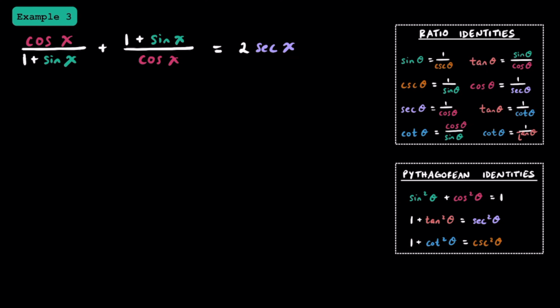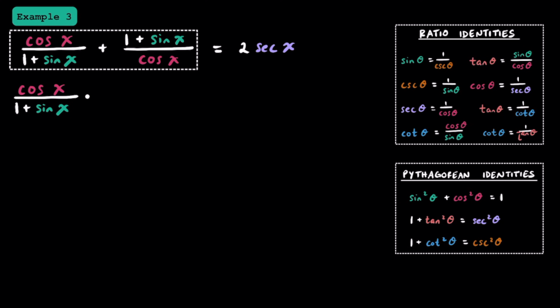In example 3, we're going to verify that cosine of x over 1 plus sine of x plus 1 plus sine of x over cosine of x is equal to 2 times secant of x. A little more obvious than the last problem, we're going to simplify this left side to make it look like the right side. Since I don't see any identities I can use right away, I'm going to take these two fractions and try to combine them to write one fraction. In order to do that, we're going to have common denominators first.